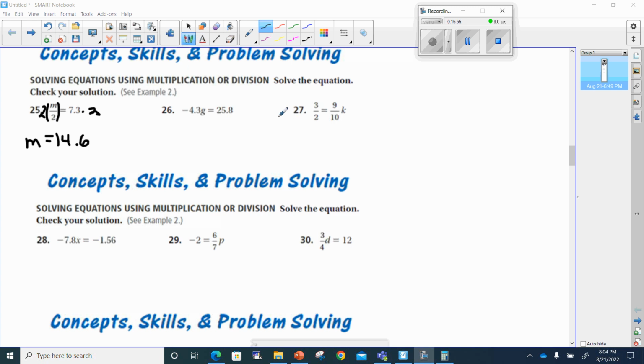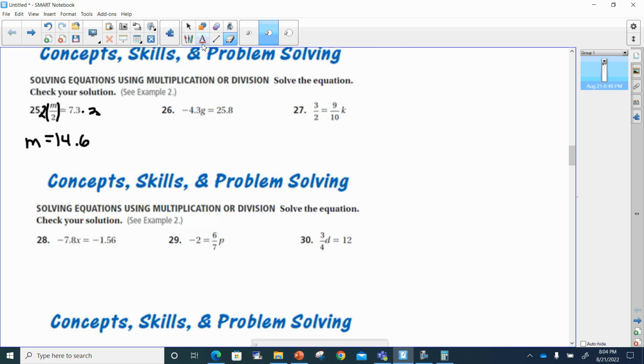27 says that I'm going to take 3 over 2 and it equals 9 over 10 k. In this case, since 9 over 10 is being multiplied to k, I'm going to go ahead and divide 9 over 10 away. Now you might think, how are you going to do that? Remember, a fraction over a fraction requires us to use KCF. So I'm going to keep my top one the same. I'm going to flip my bottom one, which would make it 10 over 9, and then I'm going to multiply.